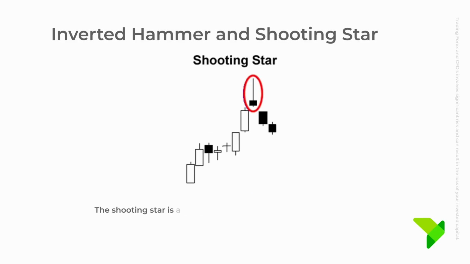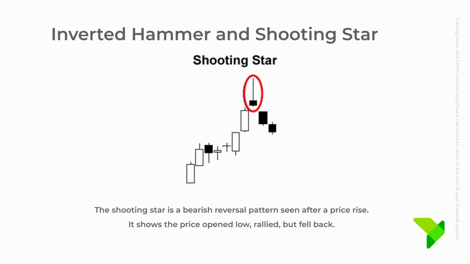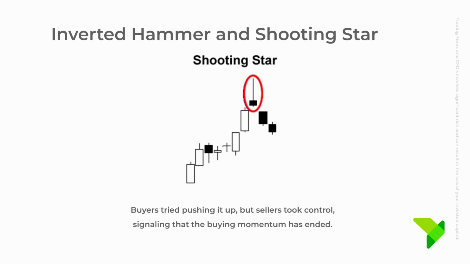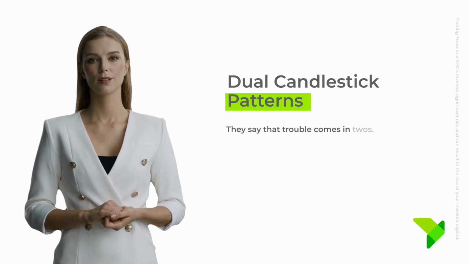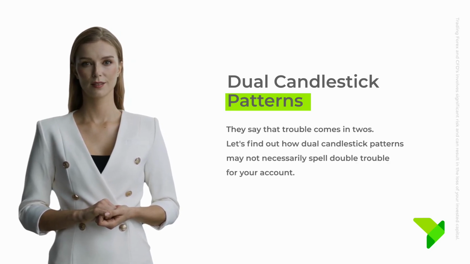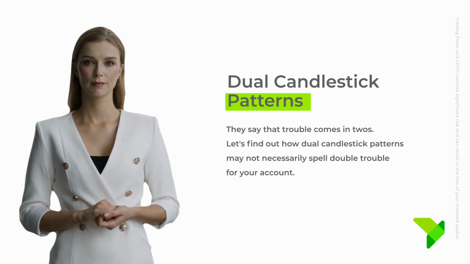The shooting star is a bearish reversal pattern seen after a price rise. It shows the price opened low, rallied, but fell back. Buyers tried pushing it up, but sellers took control, signaling that the buying momentum has ended. They say that trouble comes in twos. Let's find out how dual candlestick patterns may not necessarily spell double trouble for your account.